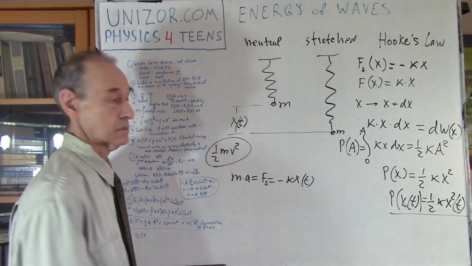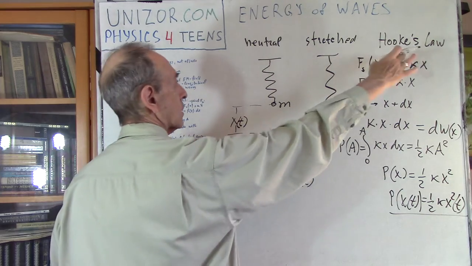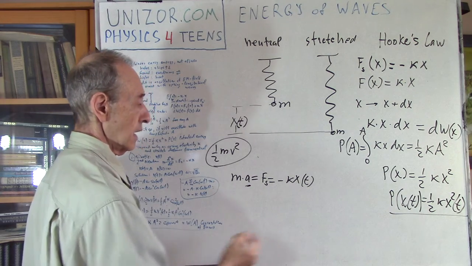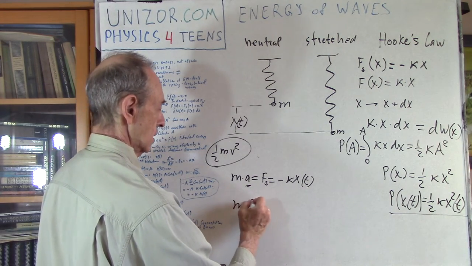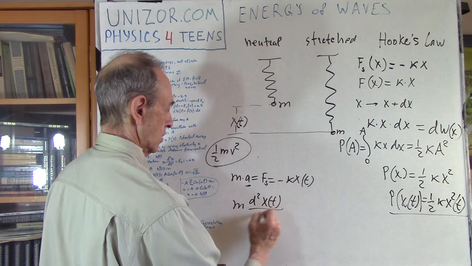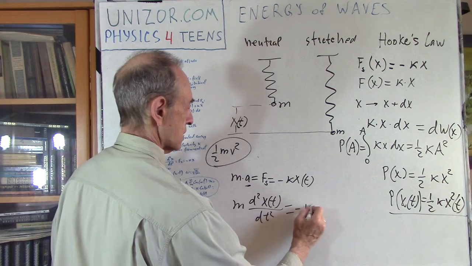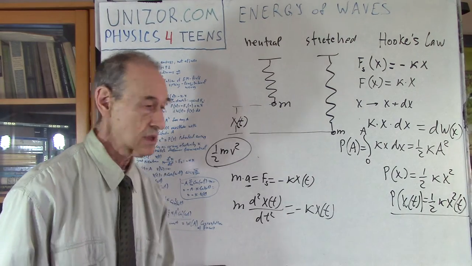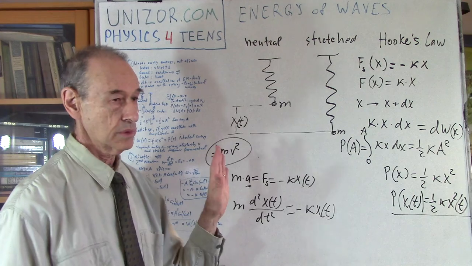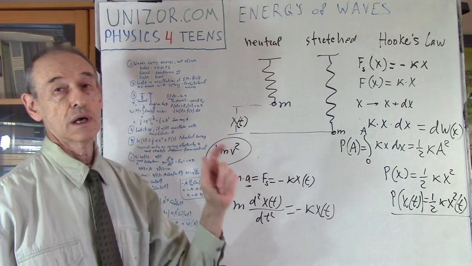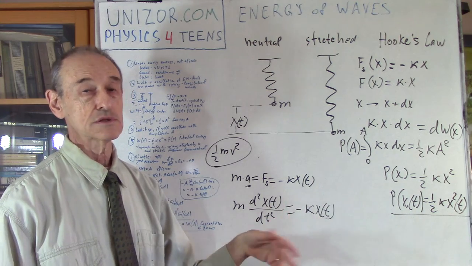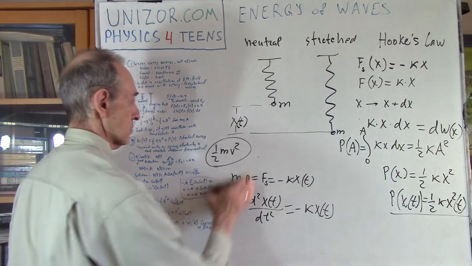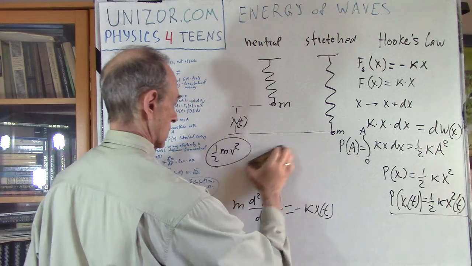X is a function of t. It moves by itself only using the force which is provided by Hooke's law. Now, what is a? a is the second derivative of x. So it's m d2x of t over dt squared is equal to minus kx of t. Now, when we were talking about mechanical oscillations, I had exactly the same formula. Also, in the mathematics course, I was using something like this to explain how to solve differential equations. So I'm not talking about how I solve it. I just give you the answer.